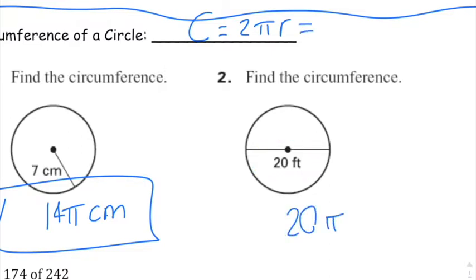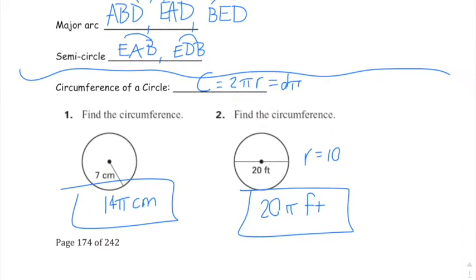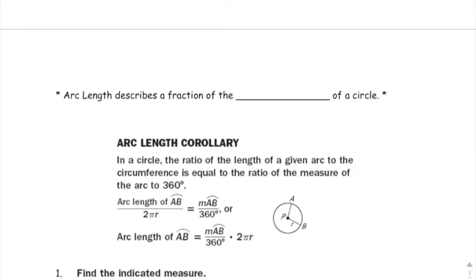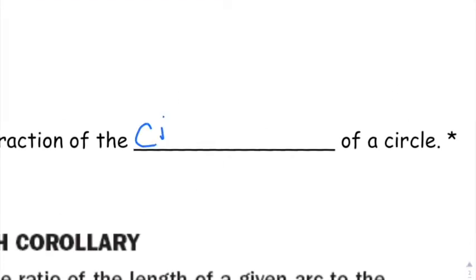And a modified version of this right here is you can say pi times diameter, or you can find your radius. Radius it's got to be 10. So, anyways, you get 20 pi and then feet here for your circumference. So that's pretty straightforward. So arc length describes a fraction of the circumference of a circle.